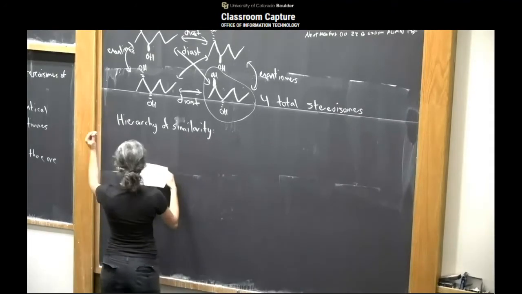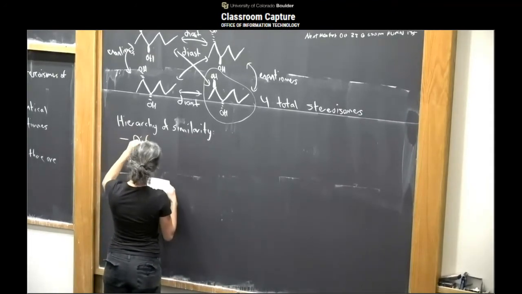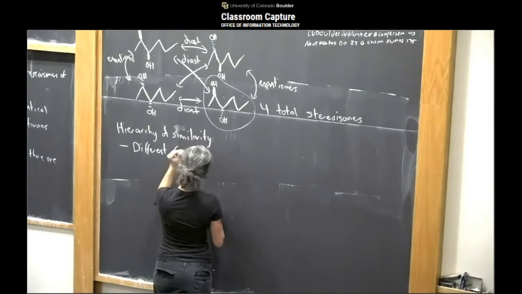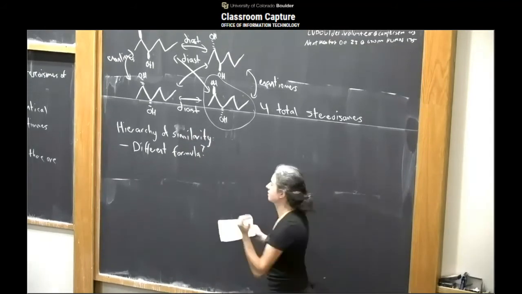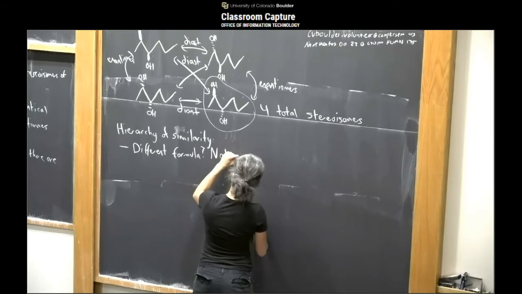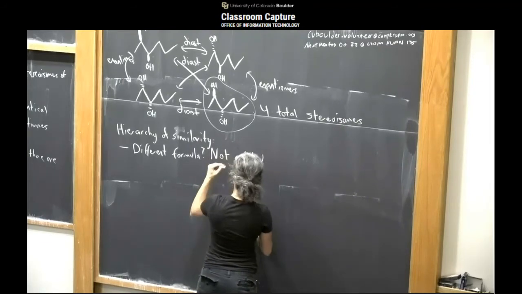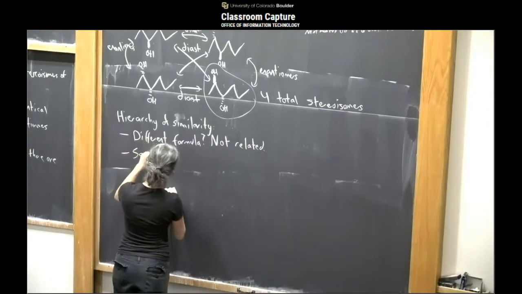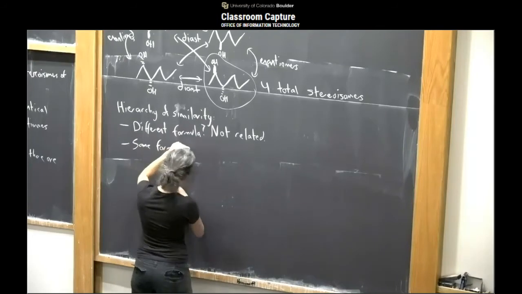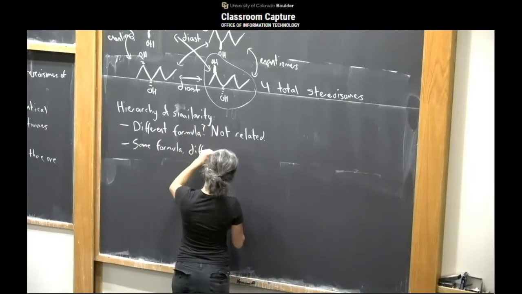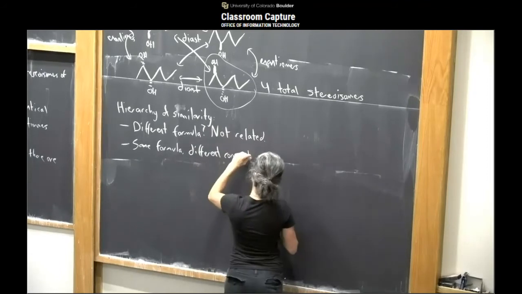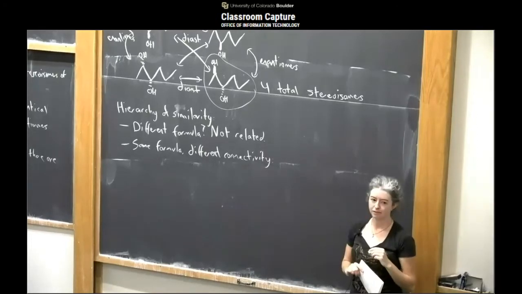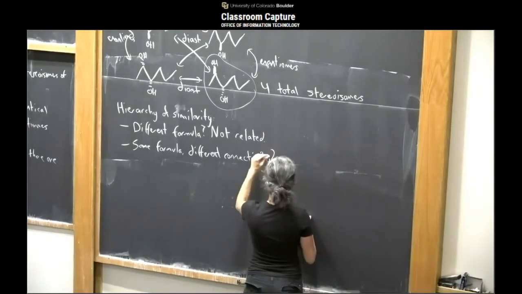So we can say if two things straight up have a different formula, like they have different parts that they're made up of, then they're straight up not related at all. Same formula, but different connectivity. What would I call that? Yeah, constitutional isomer.